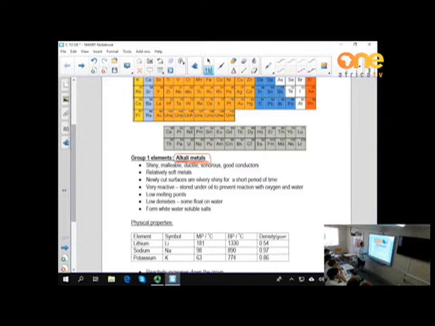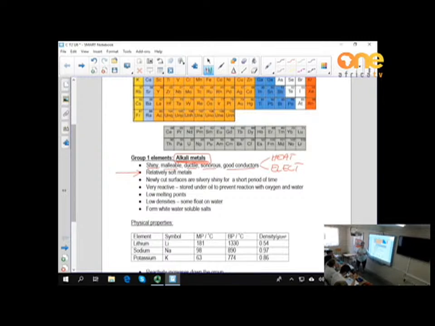Just like any other metal, they are shiny, malleable, ductile, sonorous, good conductors of both heat and electricity. Those are common metal properties. Now, except for the common metal properties, we find that the group 1 metals are relatively soft. Usually, they've got the consistency of a brick of butter that comes out of the fridge. You need a knife, you can cut it with a knife.